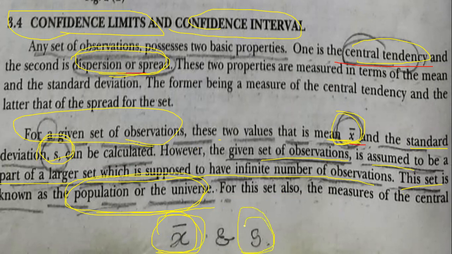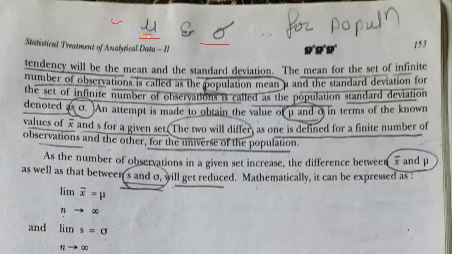For a given set, the average is indicated by x bar and the deviation by s. But for the universe, instead of x bar we take mu, and instead of s we take sigma. So this is for the population or universe, not for a given set of observations. The standard deviation for the population is indicated by sigma, and the average is indicated by mu.